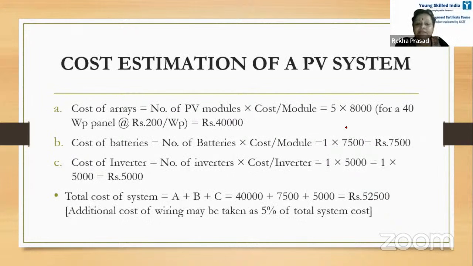Now cost estimation of a PV system. Cost of arrays, number of PV modules into cost per module. So we had calculated 5 because it was coming to 4.81. So rounding off, it was coming to 5. And 8,000 for 40 WP panel, at the rate of 200 per WP.